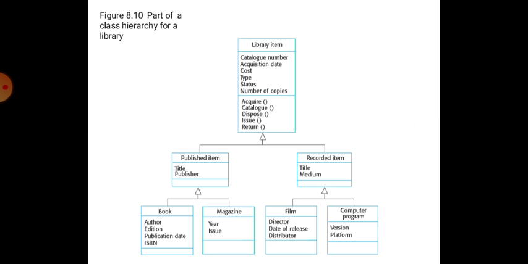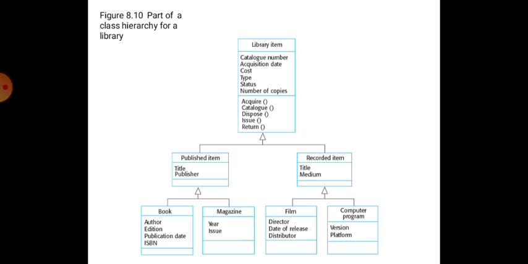So you can see this diagram. The diagram represents part of the class hierarchy for the library. Students, we have studied earlier the LibSys system for a university library where articles are downloaded and the fee is paid. Here you have objects such as library item, below that published item and recorded item, below the published item we have book and magazine, and below the recorded item we have film and computer program. Let us take one object, that is library item.